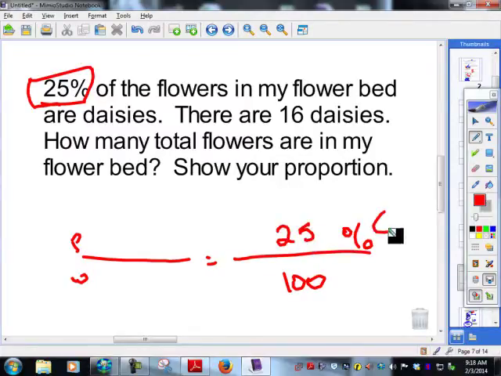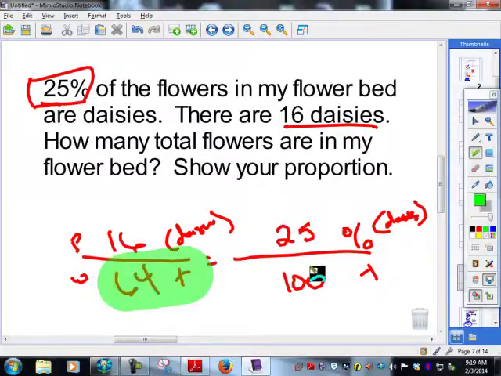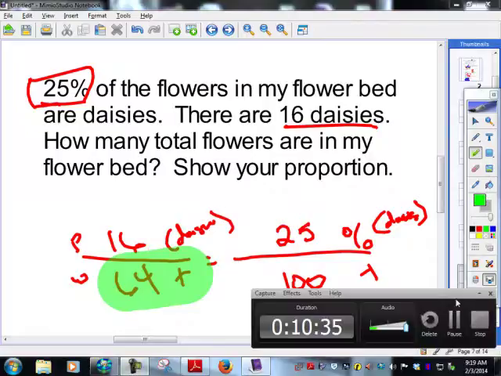What does that 25% mean in this problem, Sammy? I've asked this every time. Yeah, 25% of them are daisies. Then I know that over here is the actual amount of daisies, and this is the total flowers. What is given? Is the number of daisies given, or is the number of total flowers given? Yep, daisies. So there it goes there. Then we cross multiply and divide. The answer is 64 total flowers in a flower bed.